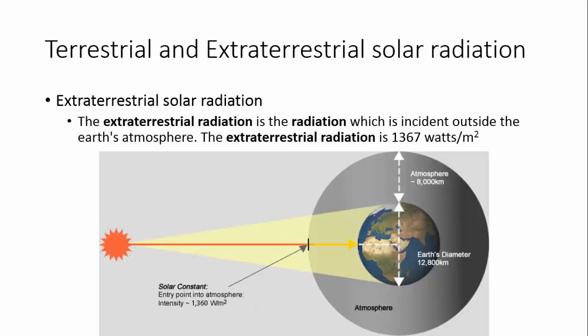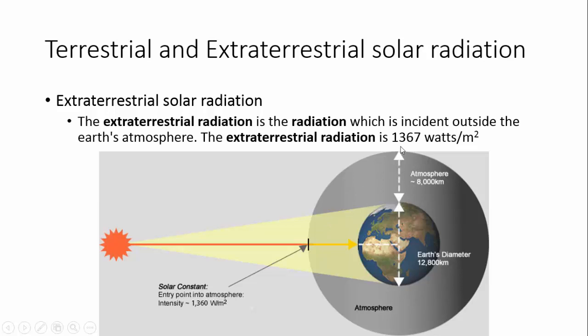Then let us see, the solar radiation can be classified into two types, namely terrestrial radiation and extraterrestrial radiation. Terrestrial radiation means the radiation which flows over the earth. The extraterrestrial radiation tells the radiation which is outside the atmosphere. So the radiation outside the atmosphere is 1360 watts per meter square.